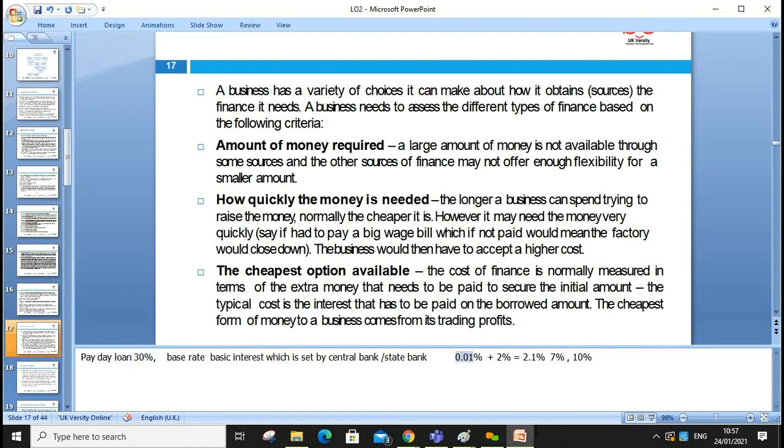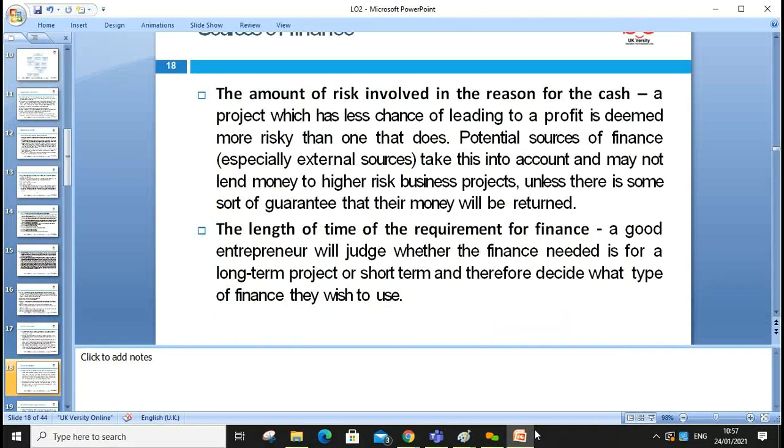The base rate we have is 0.01. It can increase, and in some countries we have 10%. So it affects the cost of borrowing, and always we need to look at that. Then we need to look at the tax policies in that country. Then the amount of risk involved, the reason for the cash, and whether the project has less chance of making a profit.